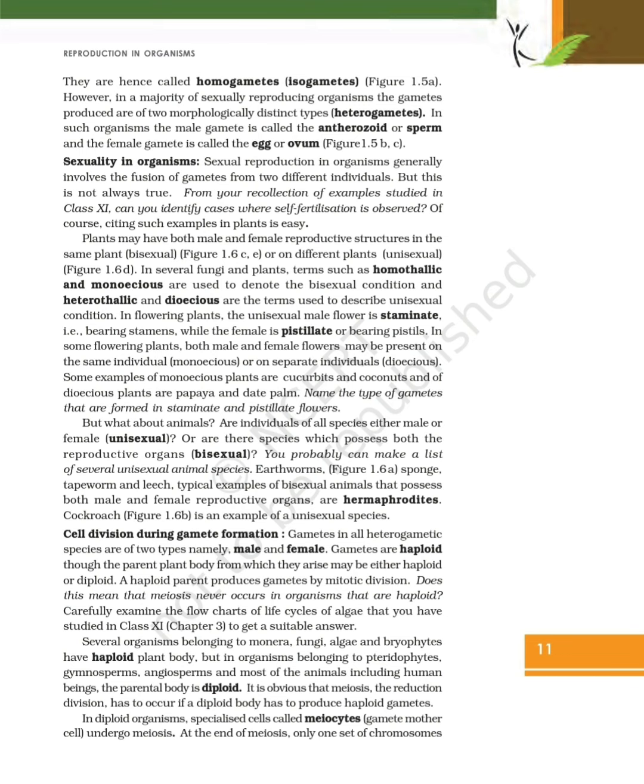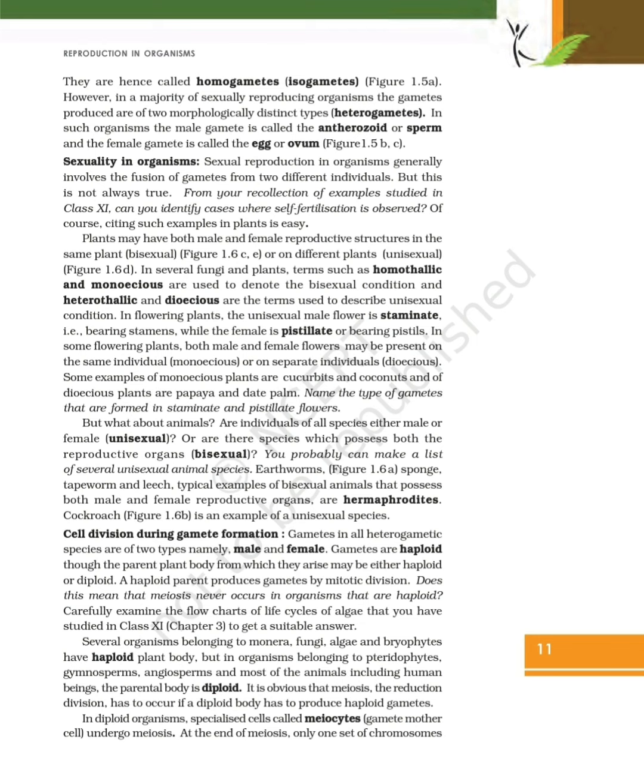However, in a majority of sexually reproducing organisms, the gametes produced are of two morphologically distinct types, that is, heterogametes. In such organisms, the male gamete is also called the antherozoid or sperm, and the female gamete is called the egg or ovum.